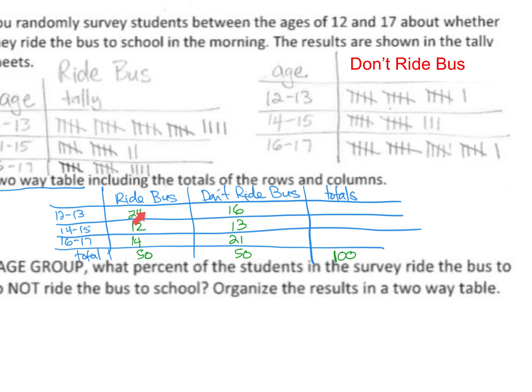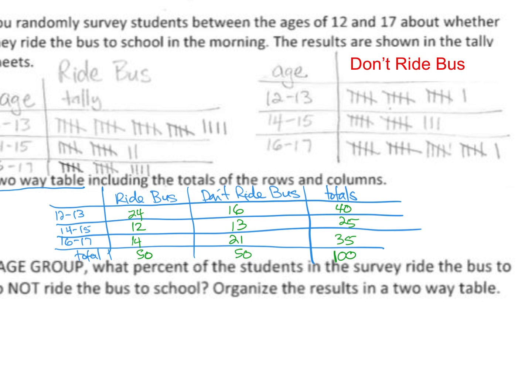And then let's come back and let's add the totals per row. So let's do 24 plus 16. So 24 plus 16 should be 40. And then let's do 12 plus 13. That is 25. And then 14 plus 21. That is 35. And then let's add downward to make sure it's 100. So 40 plus 25 plus 35, that should be 100.